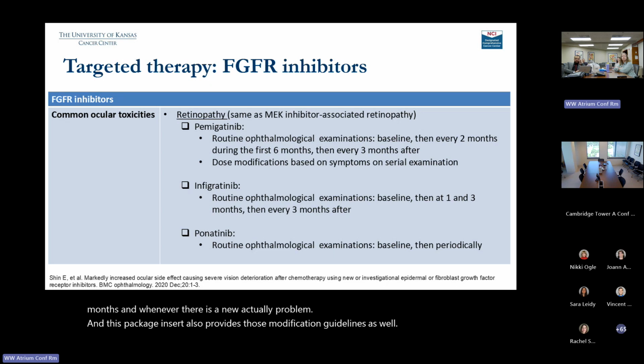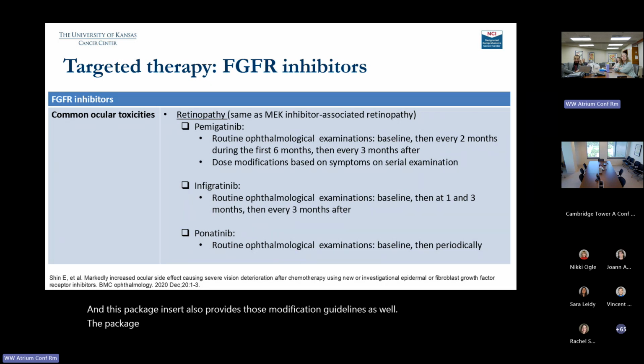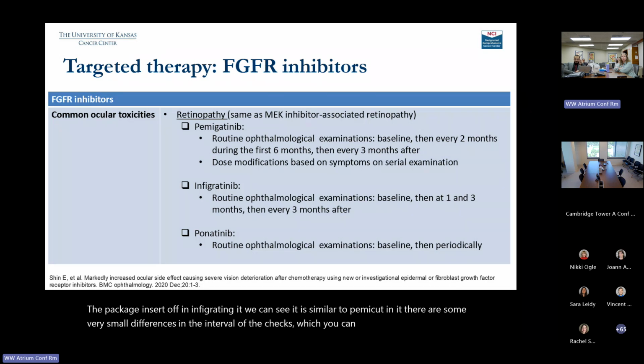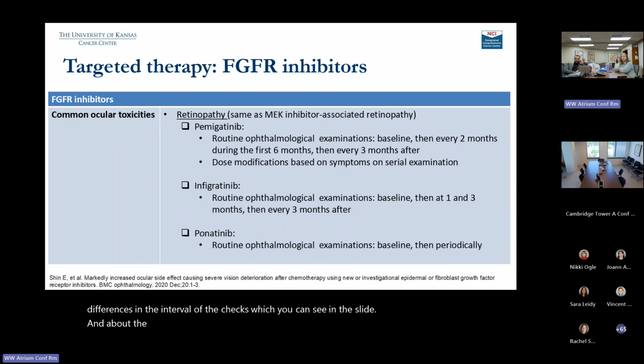In the package insert of infigratinib, we can see it is similar to pemigatinib. There are some very small differences in the interval of the checks, which you can see in the slide. And about the package insert of ponatinib, we can see that there's a recommendation for ophthalmologist examination prior to the therapy, and here they mention periodic.